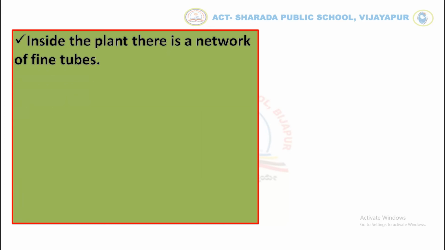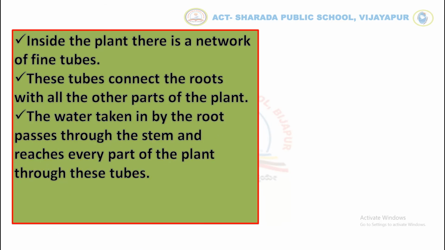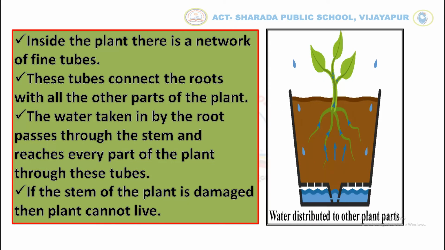Inside the plant, there is a network of fine tubes. These tubes connect the roots with all the other parts of the plant. The water taken by the root passes through the stem and reaches every part of the plant through these tubes. If the stem of the plant is damaged, then the plant cannot live.